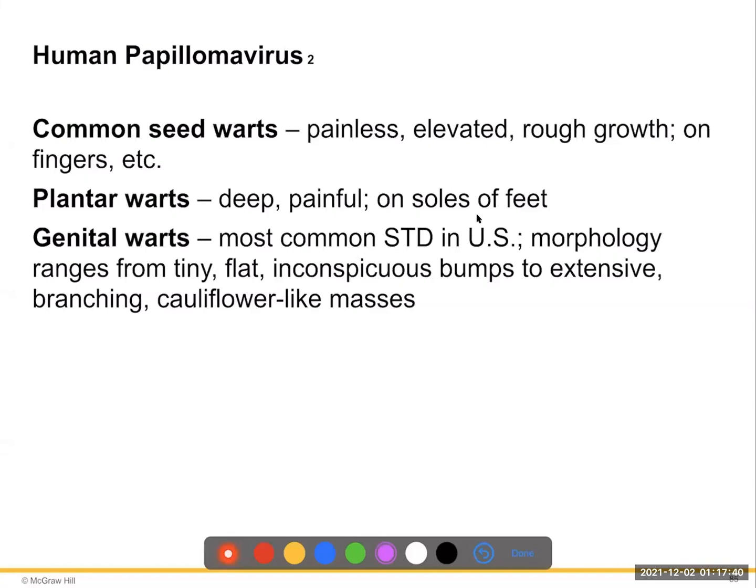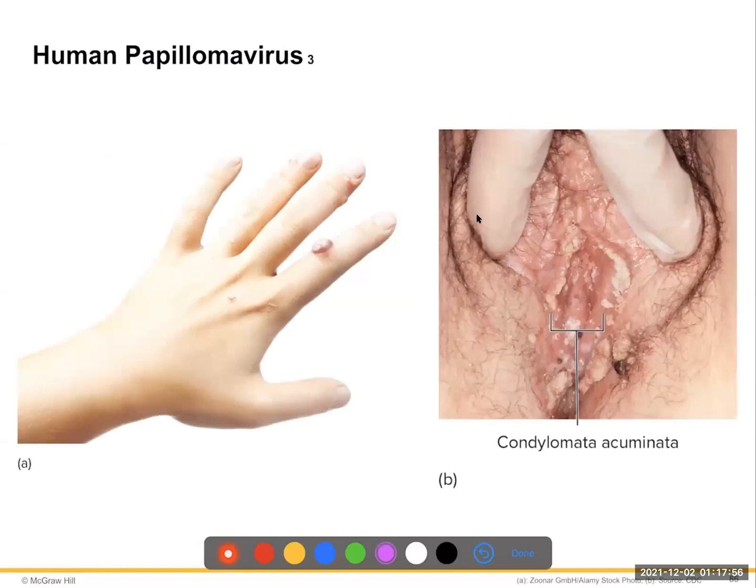The plantar warts are deep, painful on the soles of your feet. And then genital warts are the most common sexually transmitted infection in the United States. Morphology ranges from tiny, flat, inconspicuous bumps to extensive branching, cauliflower-like masses on the papillomavirus warts. And you can see warts on the fingers or warts in the genital area. You can see all the warts growing to the sides here.